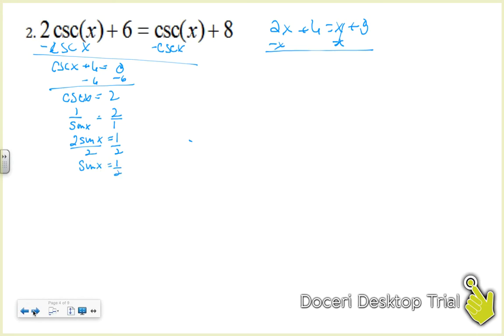And that's going to happen in the first quadrant and second quadrant. In the first quadrant, it's going to be at pi over 6. In the second quadrant, it is going to be at 5 pi over 6.